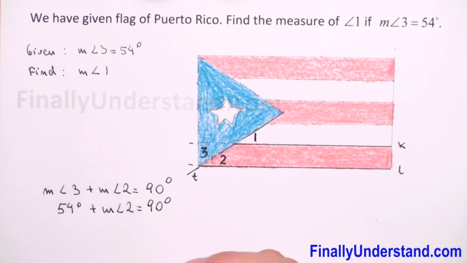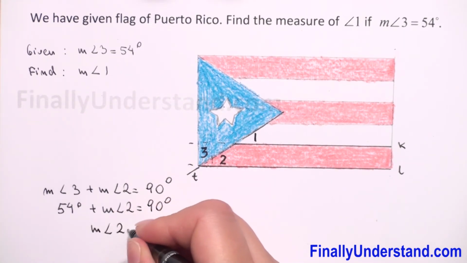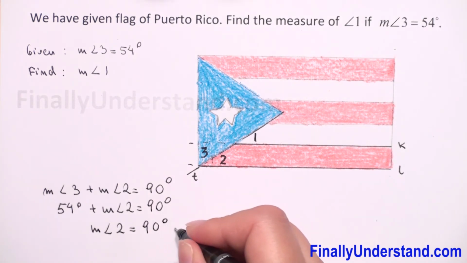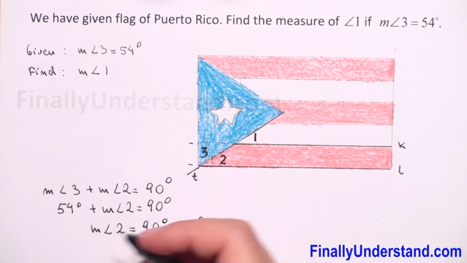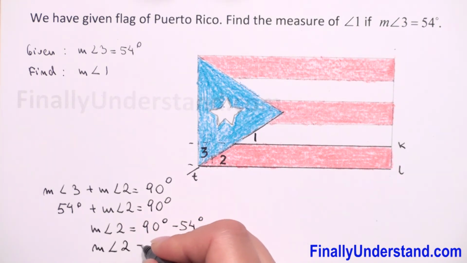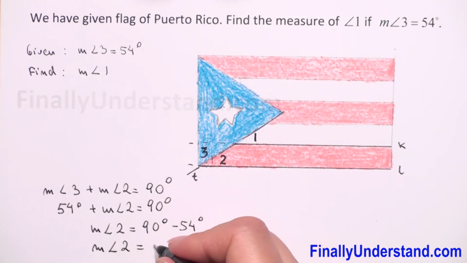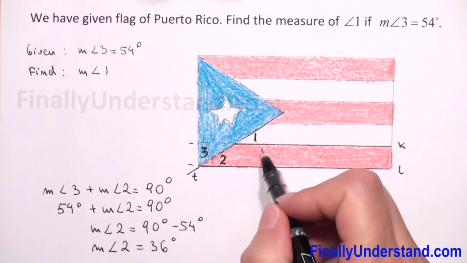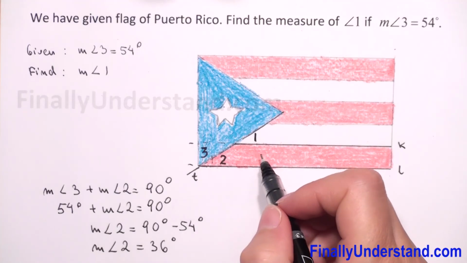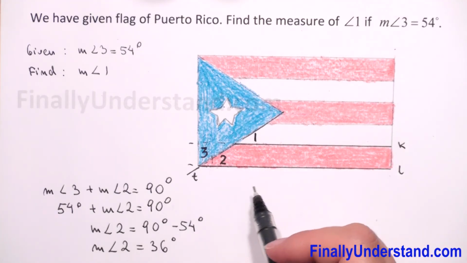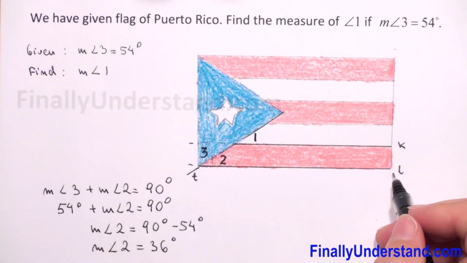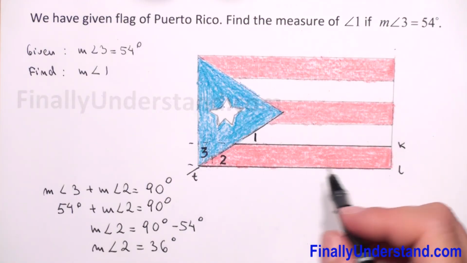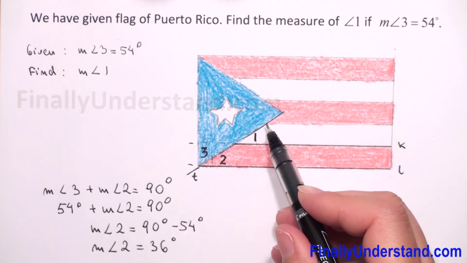So we can calculate that the measure of angle 2 is 90 degrees minus 54 degrees. So the measure of angle 2 is equal to 36 degrees. We found the measure of angle 2 because angle 2 and angle 1 are corresponding angles for two parallel lines L and K, which are cut by a transversal.